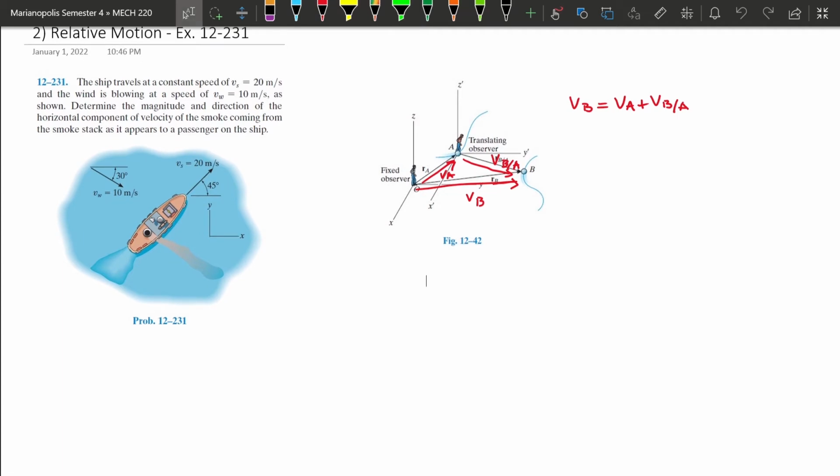So moving back to our problem for today, we have a ship that travels at a constant speed of Vs equals 20 meters per second, and the wind is blowing at a speed of 10 meters per second as shown. Determine the magnitude and direction of the horizontal component of velocity of the smoke coming from the smokestack as it appears to a passenger on the ship. Here we're given a diagram, which is great, with angles and a coordinate system.